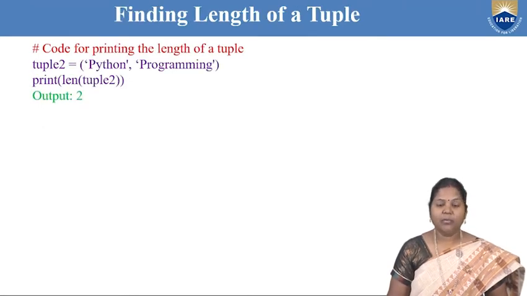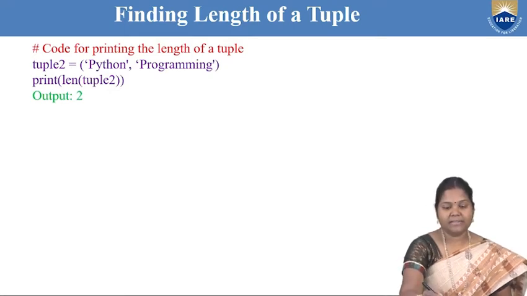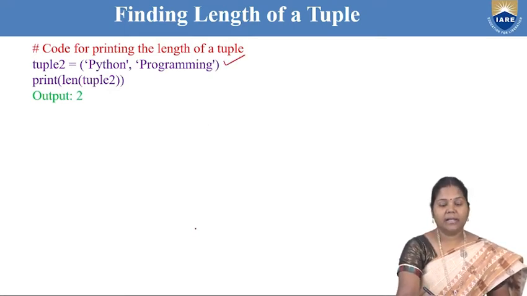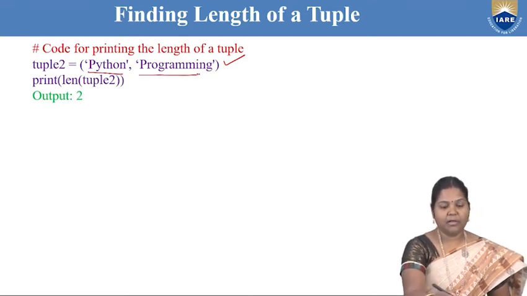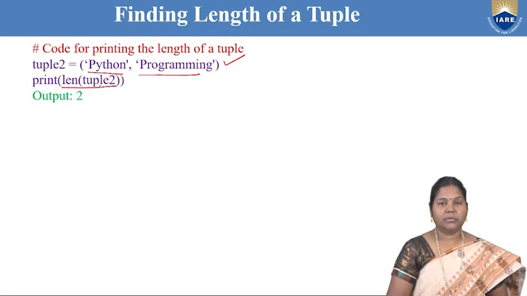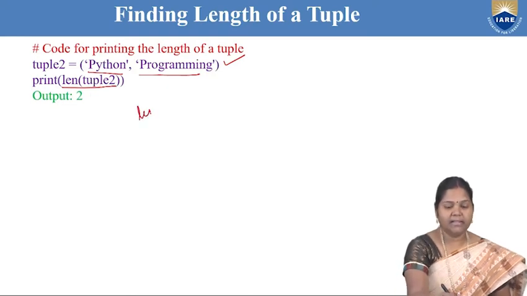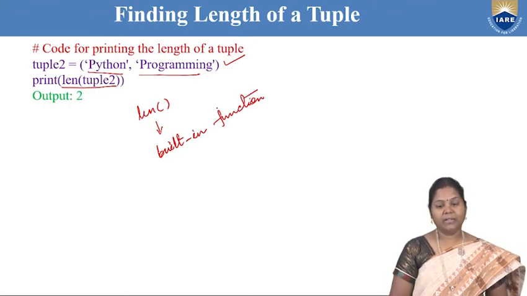Next concept is how to find the length of the tuple. To find the length of the tuple, there is a built-in method called len. You can simply apply that. For example, there is a tuple 2 containing 2 strings: one is Python, one is programming. Now find out the length of tuple 2 using len, a built-in function. This method is going to find the length of the tuple.